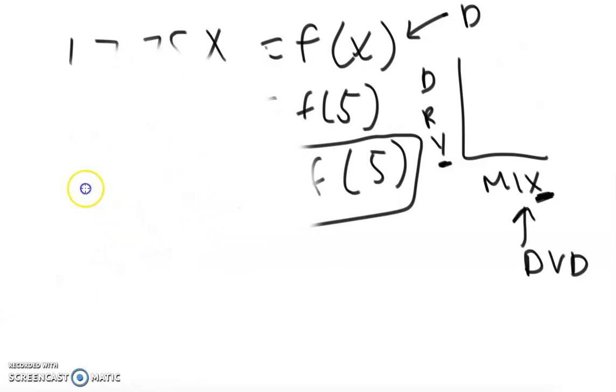Cool. Okay, let's see. Next is actually the next chapter, which is called graphing functions, and I will talk about that in the next video.